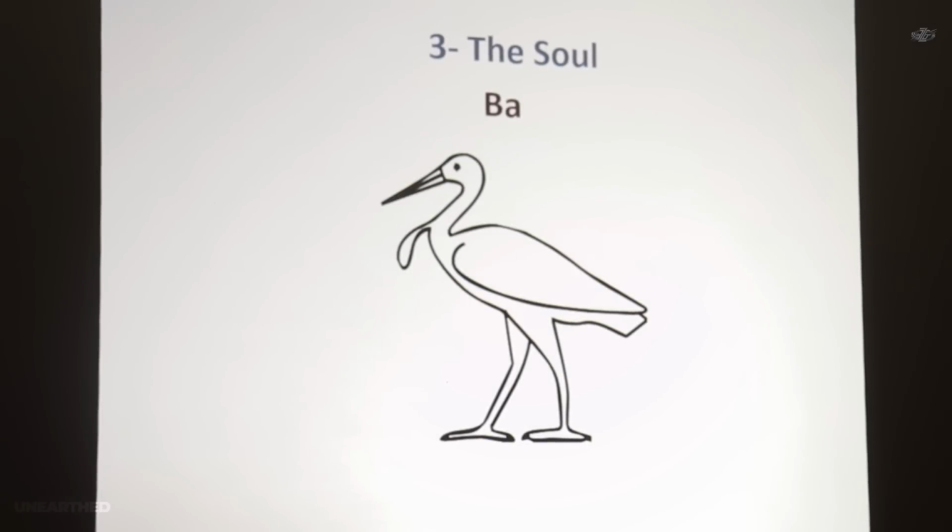Here it is. When we said the body is the womb, this is the seed. The ba, the soul. And for many years, I was not sure whether to call it the soul or the spirit, which is correct. Do you have any idea what is the difference between the soul and the spirit? You think both are the same, right? Of course, they are not the same. That's why we have two different words.